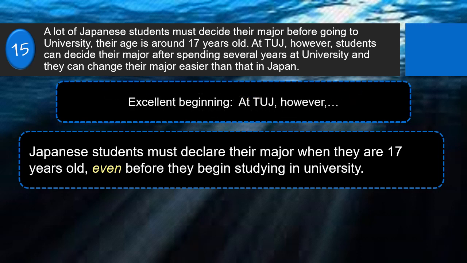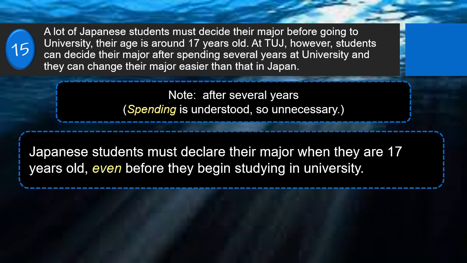Now, the next sentence, at TUJ, however, excellent beginning, okay? Putting the transition word after another piece of information, really nice. I like it. Can decide after. How about can wait to decide? Also, notice that after several years is enough. Spending is understood. You spend time, so it is unnecessary.